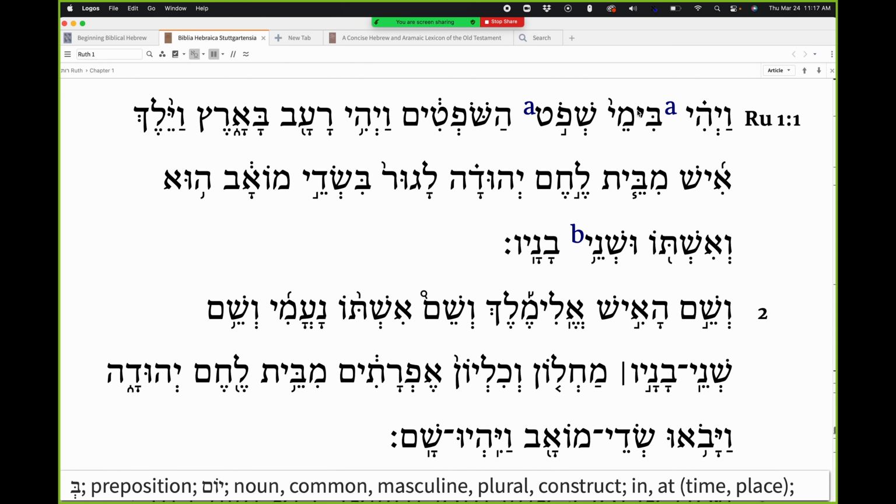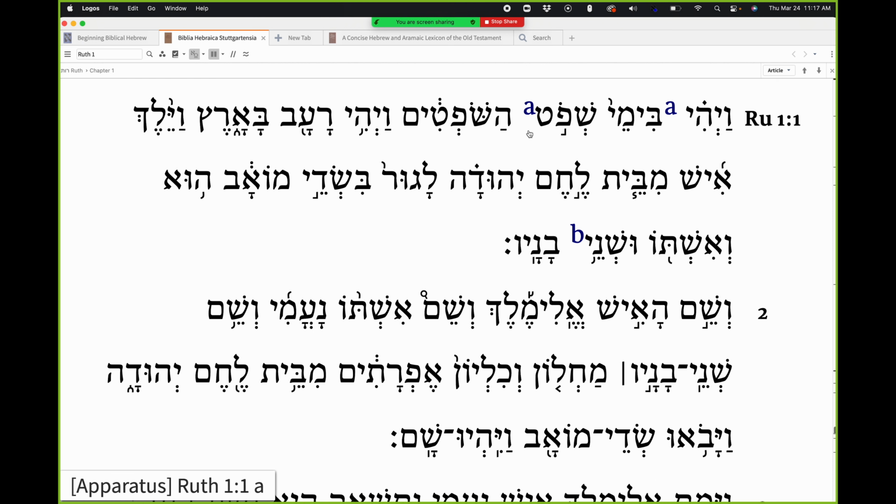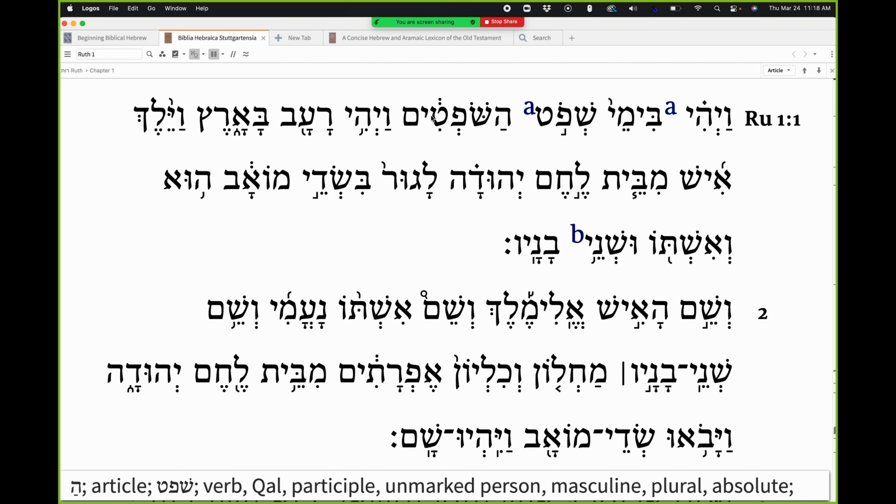So this becomes bimei, the days of shafot. Now shafot here, this is not shofet. This is an infinitive construct. In the days of to judge, or judging, of hashoftim. In the days of the judging of the judges, or in the days when the judges judged.